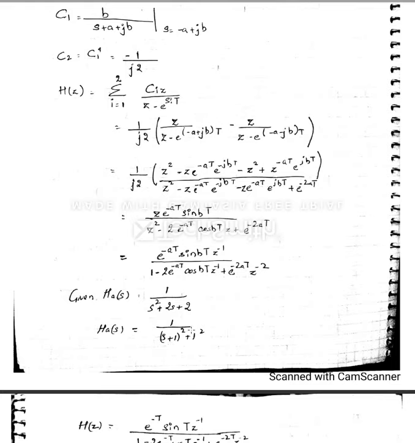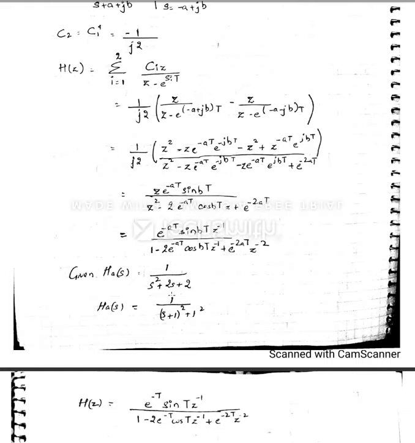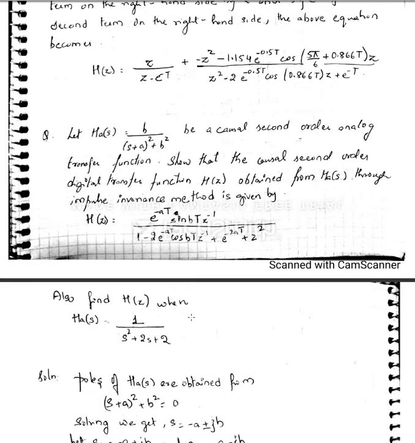If you compare this with our equation, the value of b is 1 as well as the value of a is 1. I repeat, compare this 1 by (s plus 1) whole square plus 1 square with this, b by (s plus a) square plus b square. When you compare, you get the value of b as 1 and also the value of a as 1. So we know the converted digital filter of this H_A(s) analog filter is nothing but this.